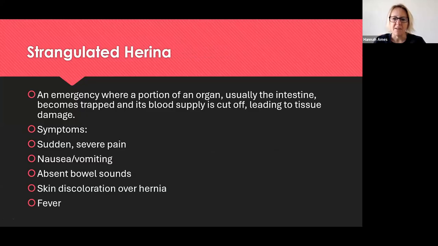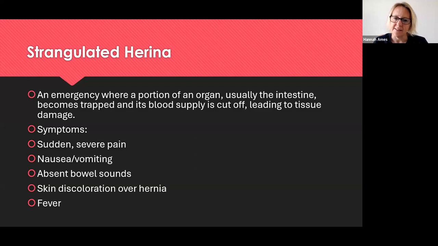The symptoms of this are a very sudden and severe pain. They can get nausea and vomiting because now there's a blockage in the digestive tract, so the normal flow of gastric contents is not going to flow through the bowel, and they can have quite a lot of severe vomiting. You have absent bowel sounds, so you don't hear those normal pops and gurgles, because the movement stops throughout the bowel. You can get some skin discoloration over the hernia site as well, and patients can also present with a fever.